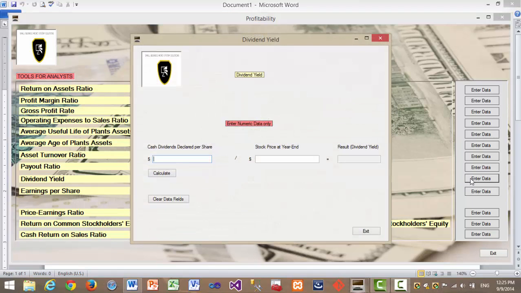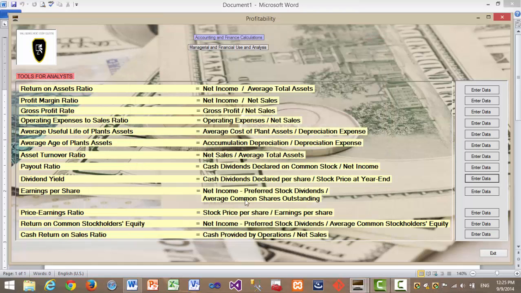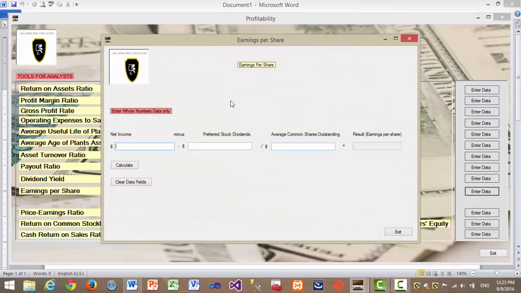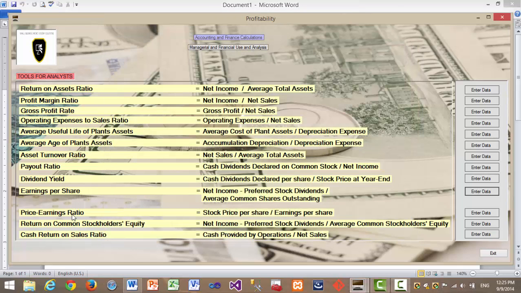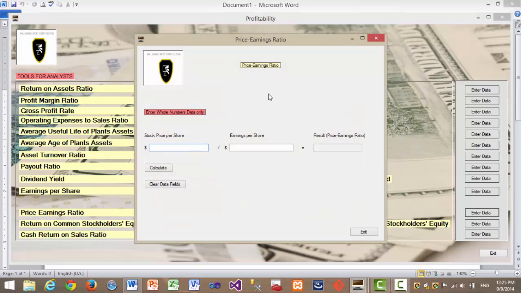Dividend yield is cash dividends declared per share divided by stock price at year end. It gives you the result of the dividend yield. Earnings per share is net income minus preferred stock dividends divided by average common shares outstanding. It gives you your earnings per share. Price earnings ratio is your stock price per share divided by earnings per share. It gives you your price earnings ratio.